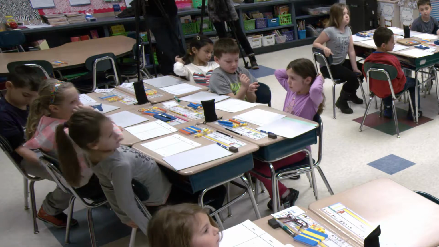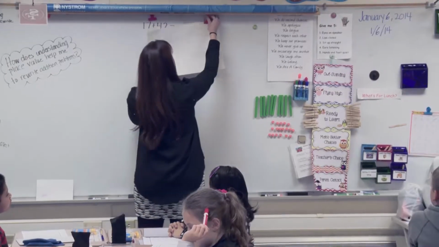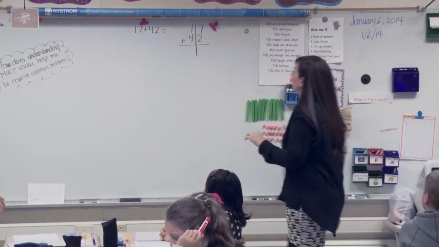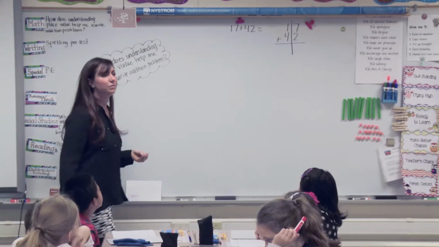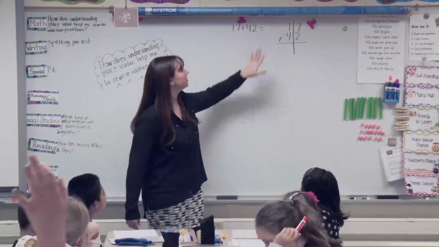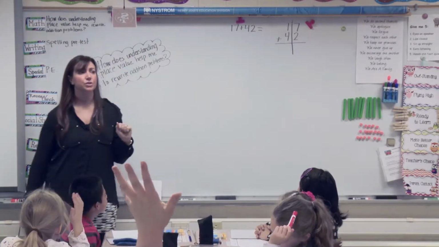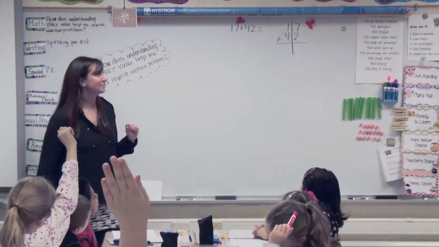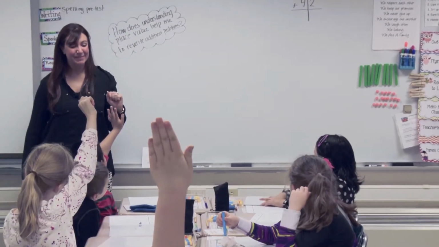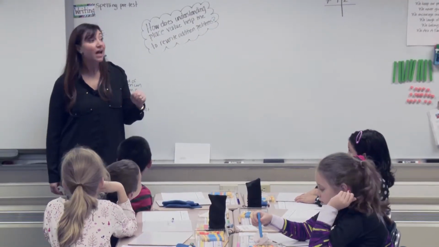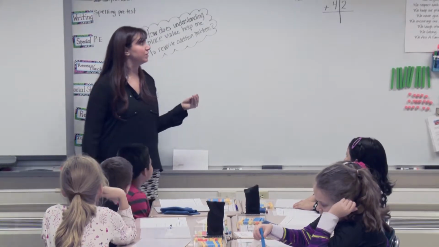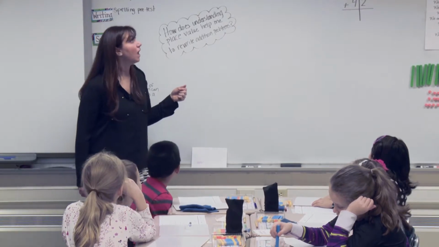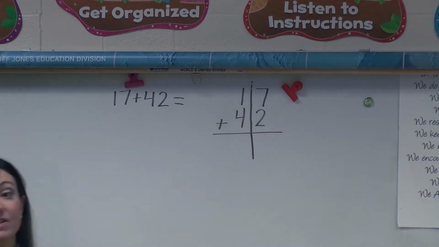So I'm going to show you 2 problems. And I want you to tell me how they're alike. What's alike about these 2 addition problems? Look at them carefully. Mateo, how are they alike? Yeah, they have the same numbers. Can you give me an example from the problem? There's a 17 here, and there's a 17 here.